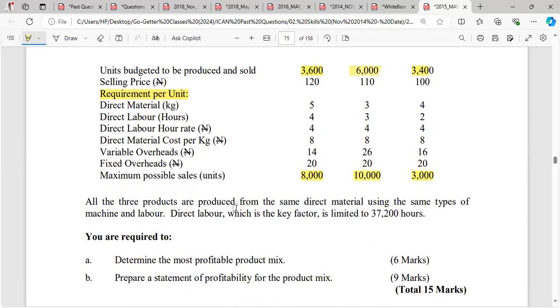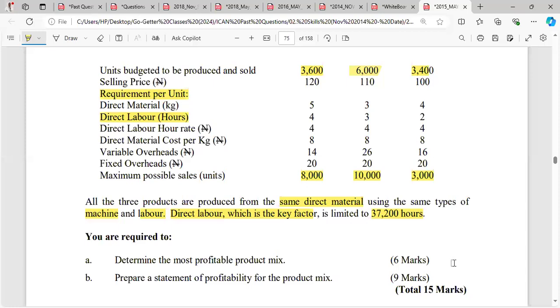Now all 3 products are produced from the same direct material, using the same type of machine and labor. So direct material, direct machine, and direct labor, all of them are the same. They can use it for all the 3 products. Now they said direct labor is the key factor. So here, direct labor hours, and not labor costs, is limited to 37,200.